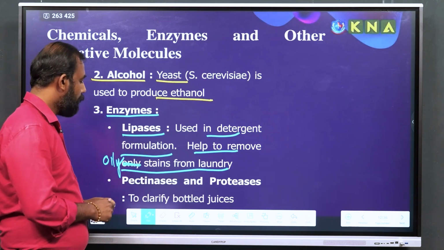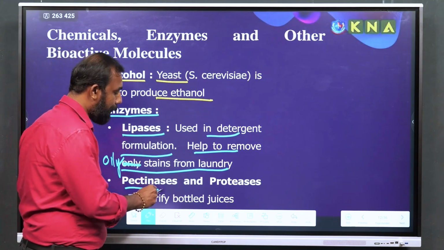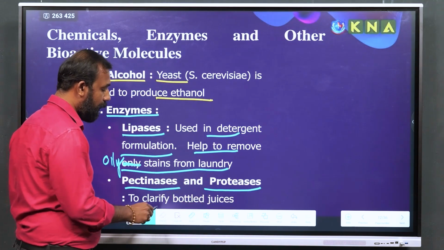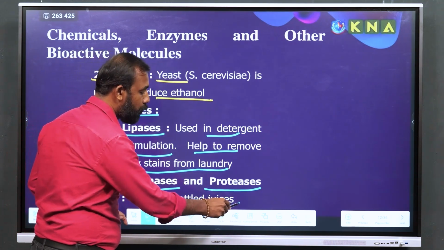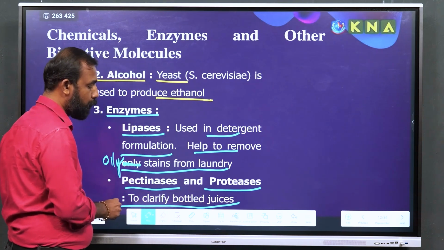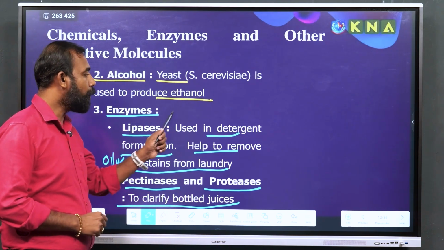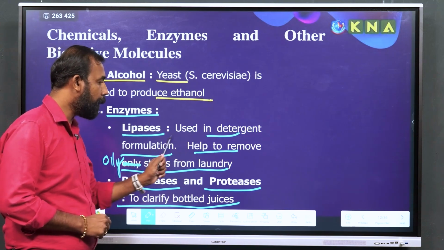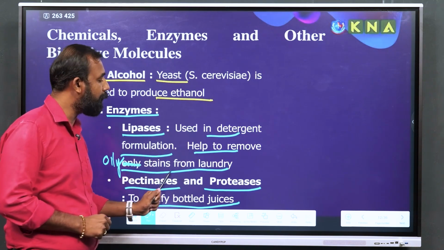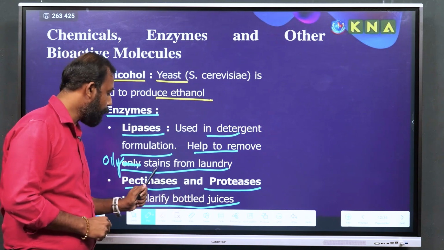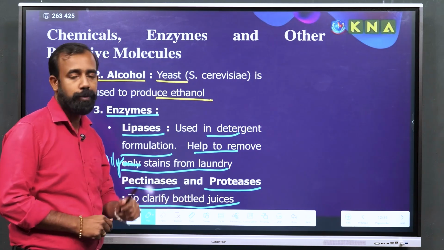Like that, we use the enzymes pectinases and proteases. They are used to clarify bottled juices. Lipases are used in detergent formulations and help to remove oily stains from laundry, and pectinases and proteases are used to clarify bottled juices.